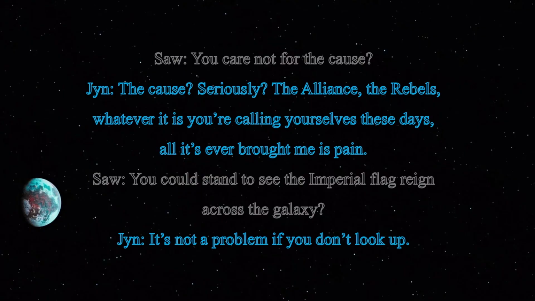When Saw says to Jyn, "You care not for the cause," her response is, "The cause? Seriously? The Alliance, the Rebels, whatever it is you're calling yourselves these days, all it's ever brought me is pain." "You could stand," Saw asks, "to see the Imperial flag reign across the galaxy." Jyn replies, "It's not a problem if you don't look up."